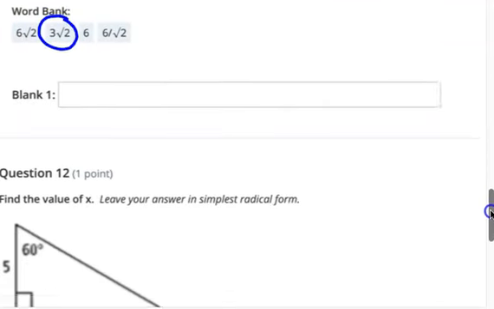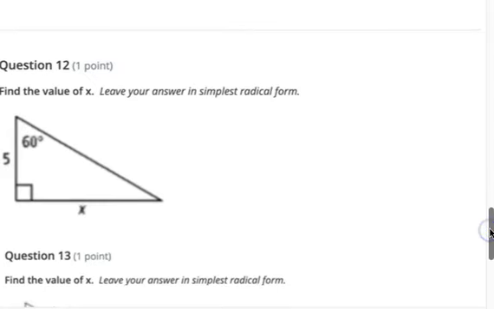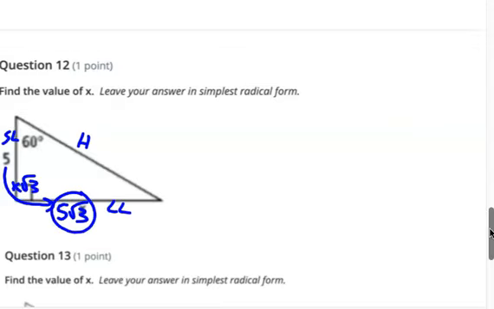Next one, question 12. This one's a 30, 60, 90. This one should go pretty quickly. We have the short leg, we need the long leg. This is the hypotenuse, but we don't need it. The short leg times square root of 3 is x. So this one is 5 square root of 3, and that one's done.